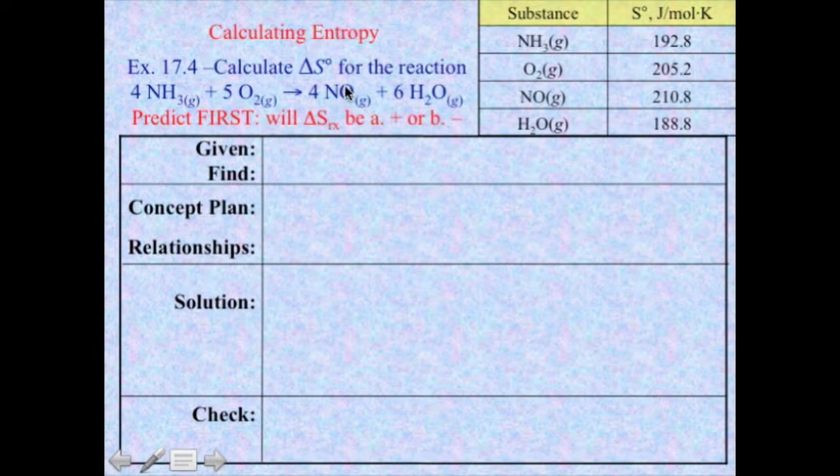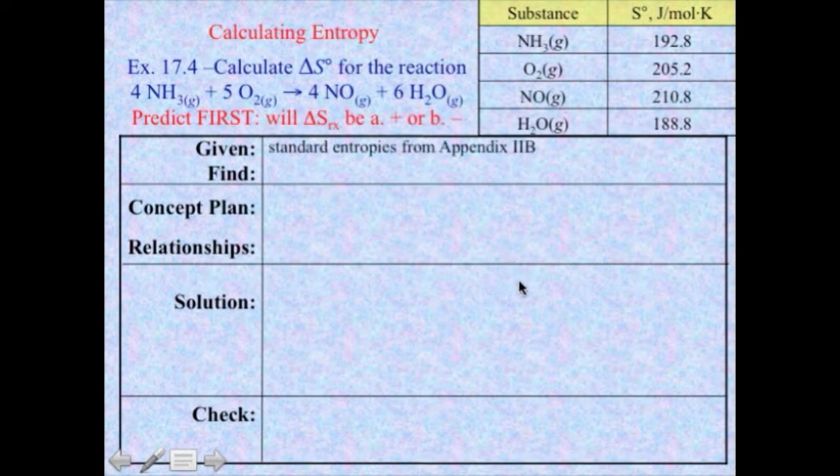All right, let's go about now the process of calculating the change in entropy from the standard entropy values in this table for ammonia, oxygen, nitric oxide, and water. Turn your playback off. Try and do this calculation and see if you can come up with the change in entropy.